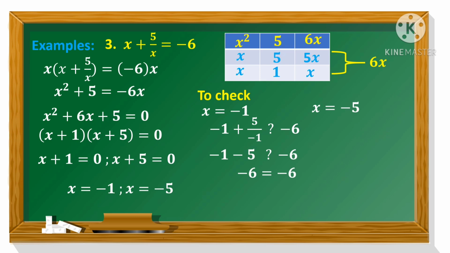How about if x is negative 5? So we'll do the same thing. We substitute this negative 5 to the x of the given equation. So negative 5 plus 5 divided by negative 5 is negative 1. So negative 5 minus 1 is negative 6 equals negative 6. So therefore, the equation is satisfied.